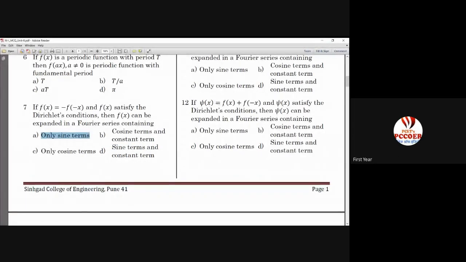Question number 12. Psi of x is equal to f of x plus or minus f of minus x, where phi of x satisfies the Dirichlet's condition. Then psi of x can be expanded in Fourier series containing what? Ma'am, is it cosine terms? I'm not sure. You are not given that it is even or odd.